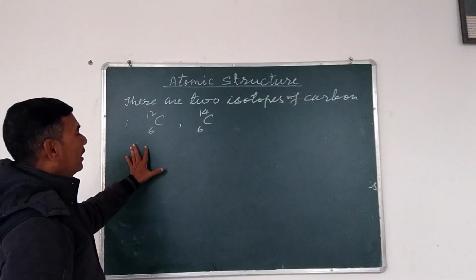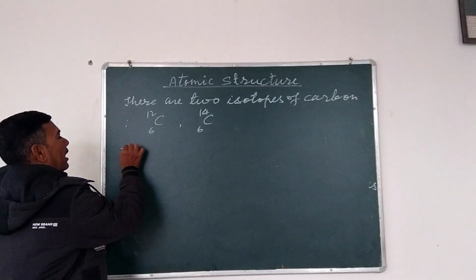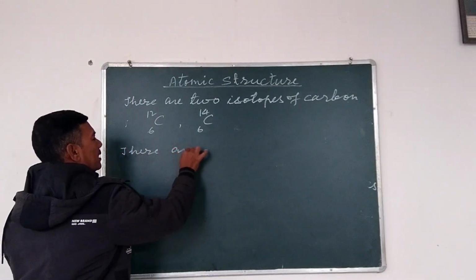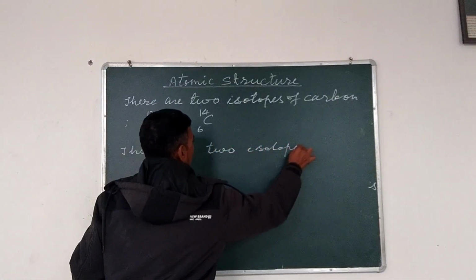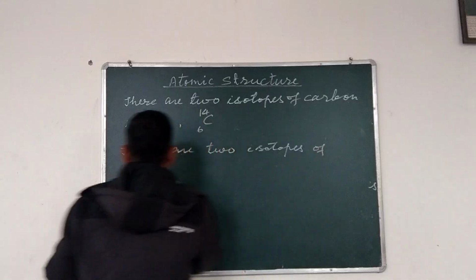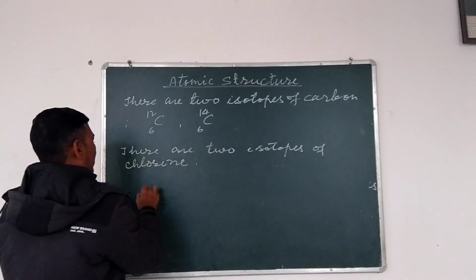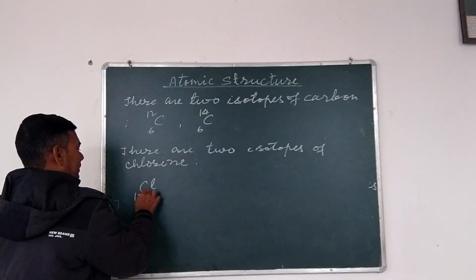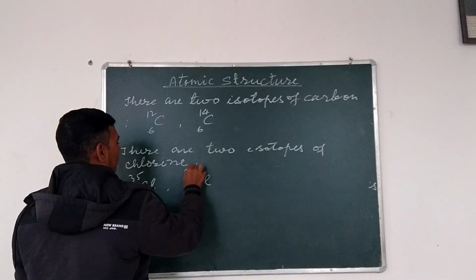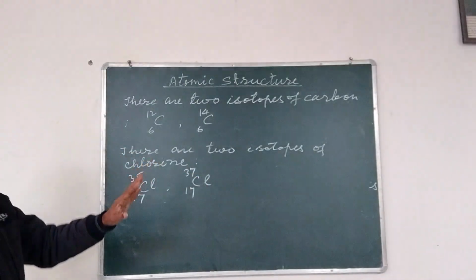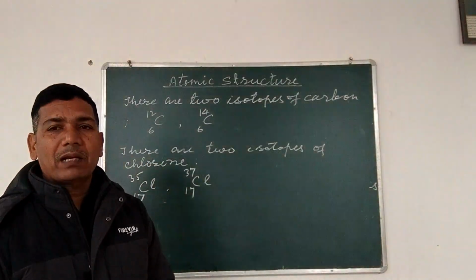Here we can see that there are two isotopes of carbon. Similarly, there are two isotopes of chlorine, known as chlorine 35 and chlorine 37. We can see that there are many elements whose isotopes are present.